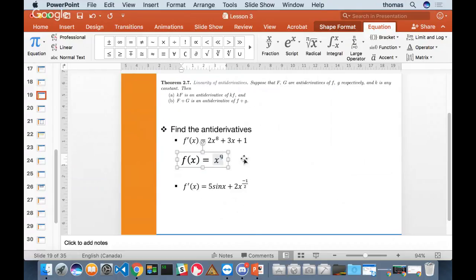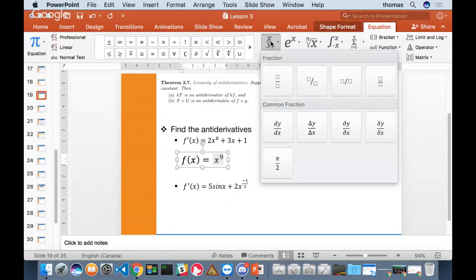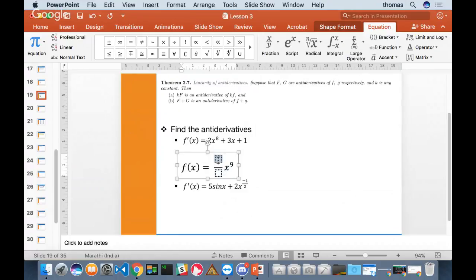I get the original coefficient over the new value I'm multiplying by, and this is my way of doing it: 2 over 9. Does that make sense? If I multiply this by 9 over 9, 9 times 2 is 18, over 9 is 2, x to the 8. That would be the derivative. Does that make sense? See how I did that?